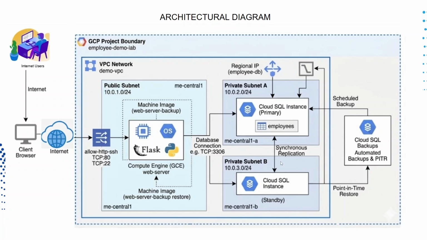These are linked via synchronous replication, ensuring that even if an entire zone goes down, our employee database remains highly available and consistent. Finally, we've layered in our protection systems. We're using firewall rules to restrict access to essential web and management traffic. For disaster recovery, we've enabled automated Cloud SQL backups with point-in-time restore, along with machine images to ensure we can restore the web server and its configuration at a moment's notice. It's a robust, layered approach that balances performance with high reliability.